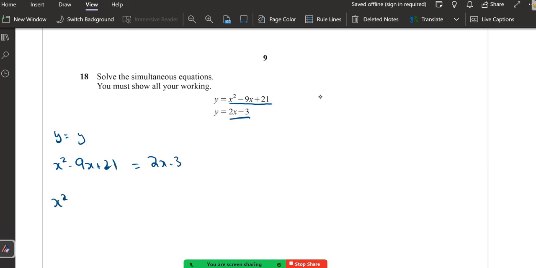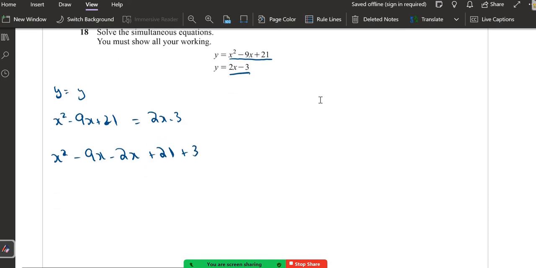x squared minus 9x minus 2x plus 21 plus 3, because 3 went there, is equal to 0. x squared minus 11x plus 24 is equal to 0.